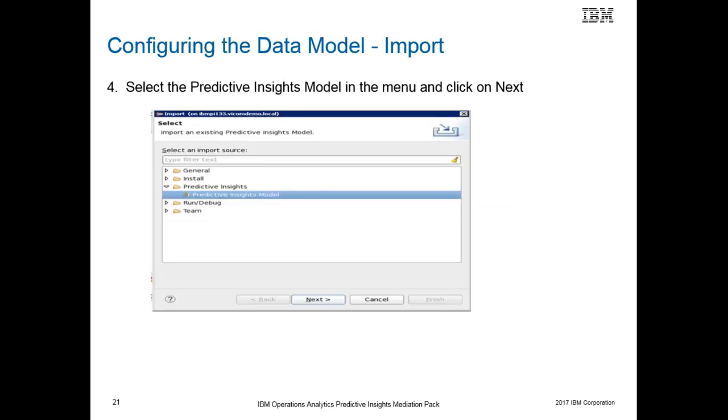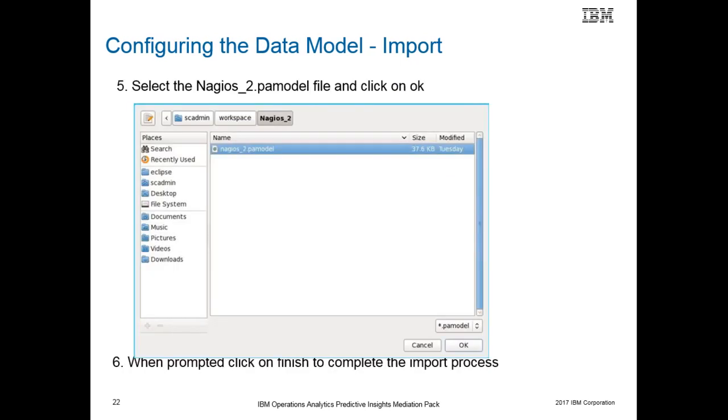Select the Predictive Insights model in the menu and click on Next. Select the Nagios XI PA model file and click on OK. When prompted, click on Finish to complete the import process.